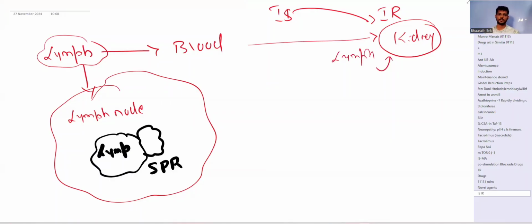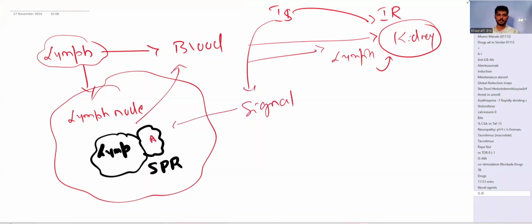But that is not sufficient. The lymphocytes resting in the lymph node also need to come out into the blood, move to the kidney, and start attacking it. For that, the immune system has to send a signal. When this signal reaches the lymph node, it is taken up by the S1PR protein present on the cell surface receptor. This tells the lymphocyte to come out of the lymph node, enter the blood, and go to the kidney and attack it.